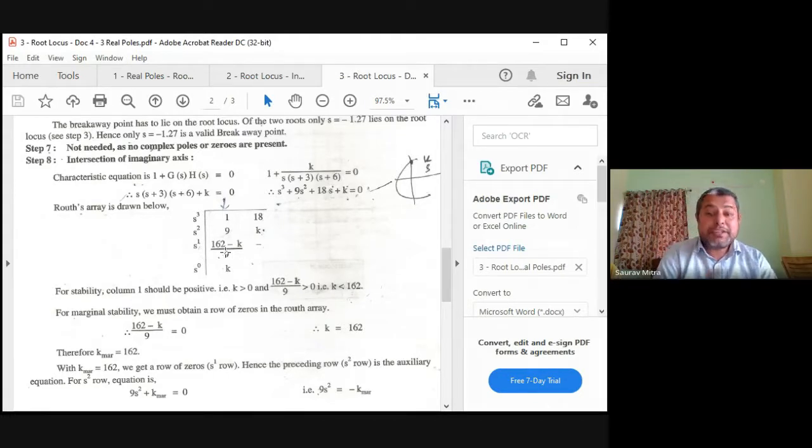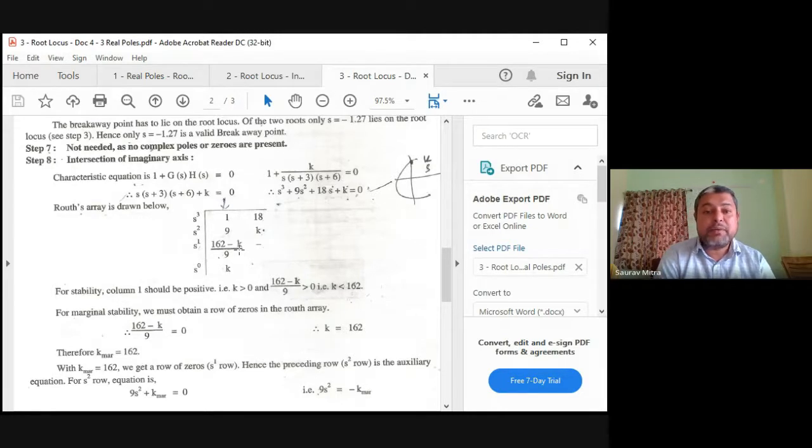That means the marginal gain for this system, that is maximum gain for which the system is stable, can be 162. So this is a very important thing you have to find out from this case. So find Routh-Hurwitz criteria, and from there you find what is the k marginal. So in this case you have to say that if the system is going to be stable, in that case the k value has to be less than 162. So what is k marginal? K marginal is 162.